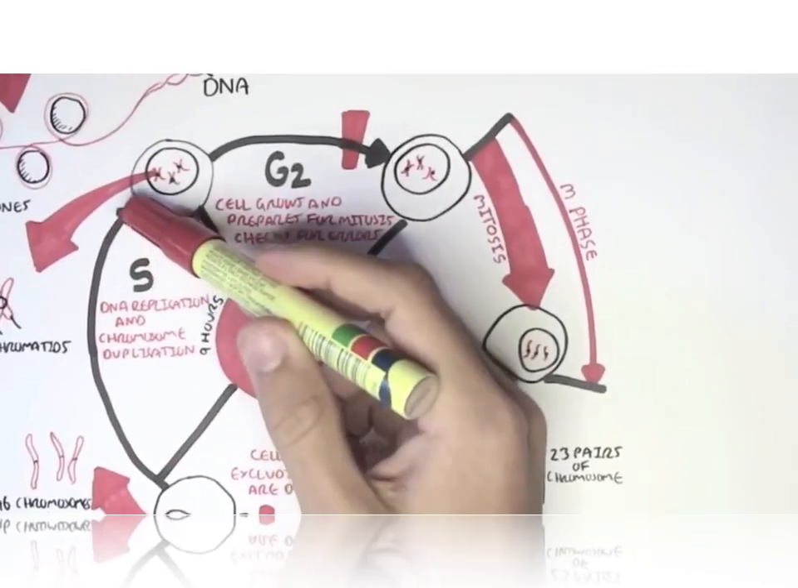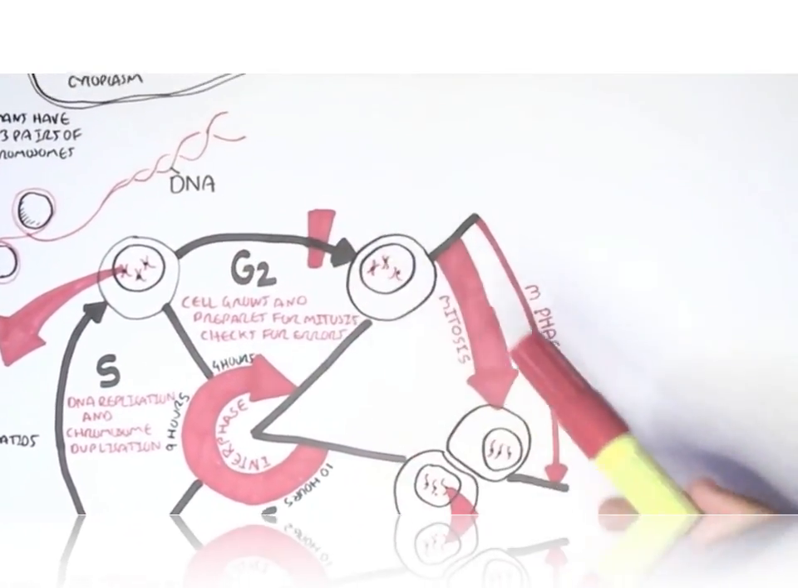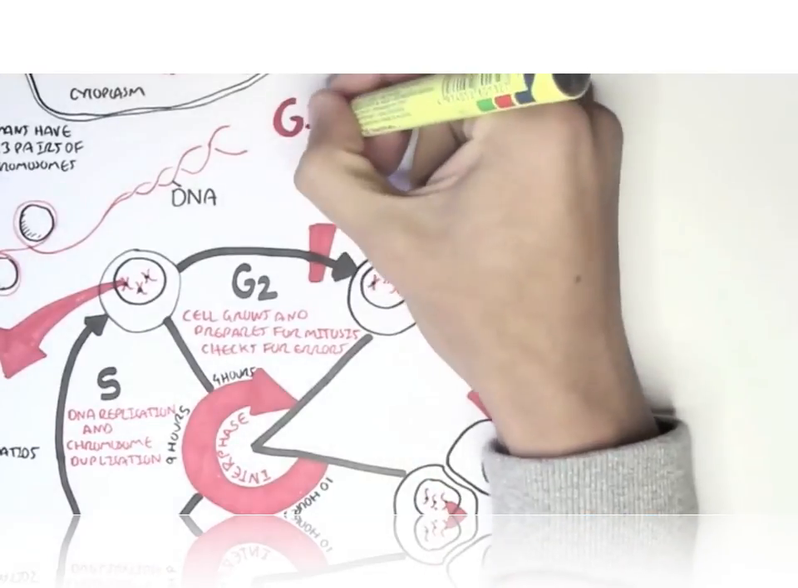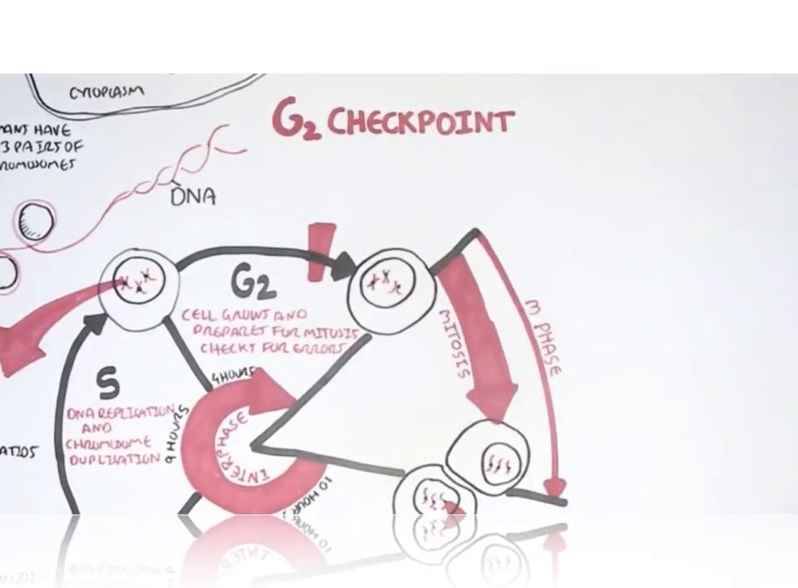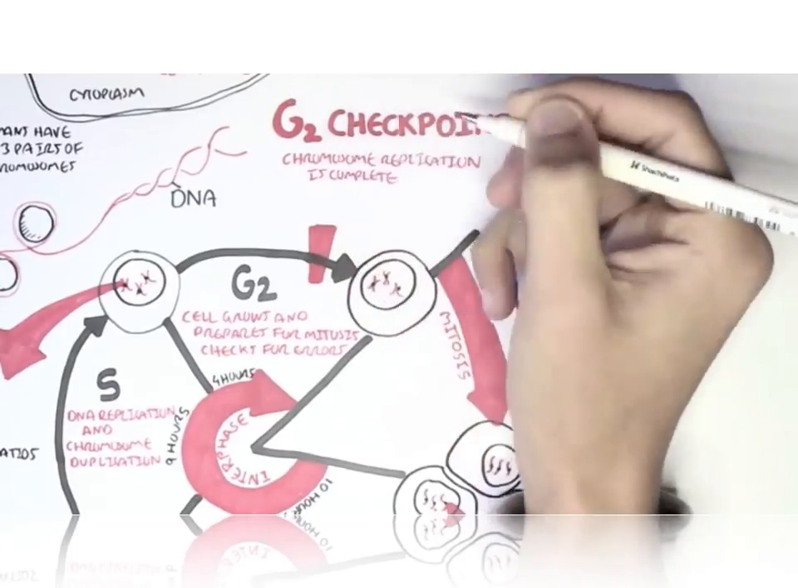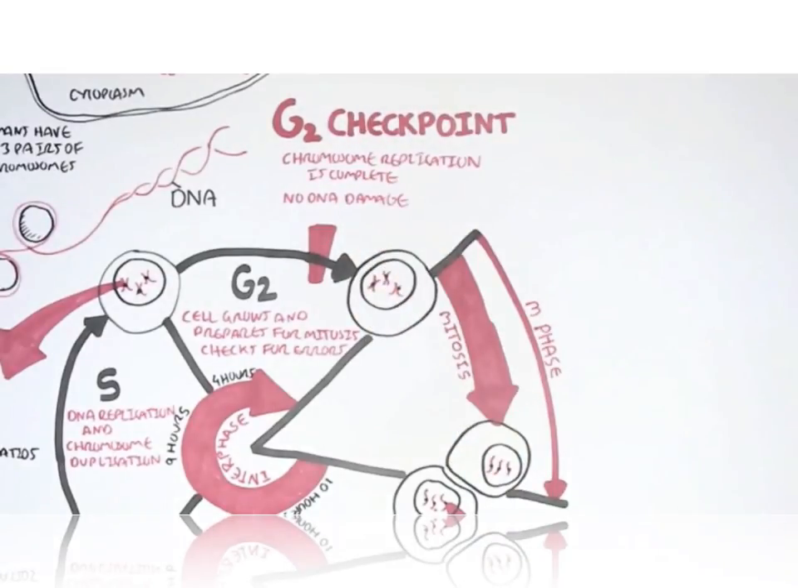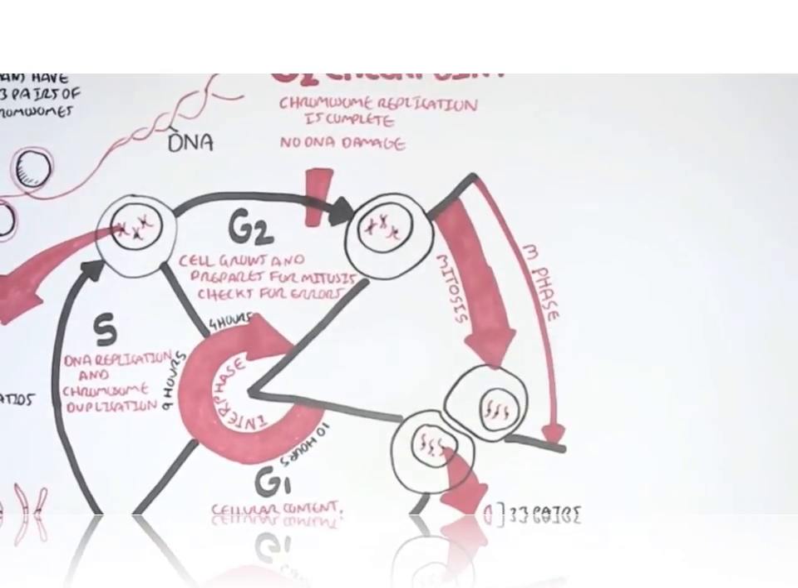And then the cell will enter the G2 phase. But before finishing the G2 phase, there's another checkpoint called the G2 checkpoint, where the cell will check if chromosome replication is complete and that there is no DNA damage. Once that's okay, the cell will enter the M phase. It will enter mitosis, where the cell with 46 chromosomes and 92 chromatids will divide to produce 2 daughter cells, 2 identical cells with 46 chromosomes and 46 chromatids each.